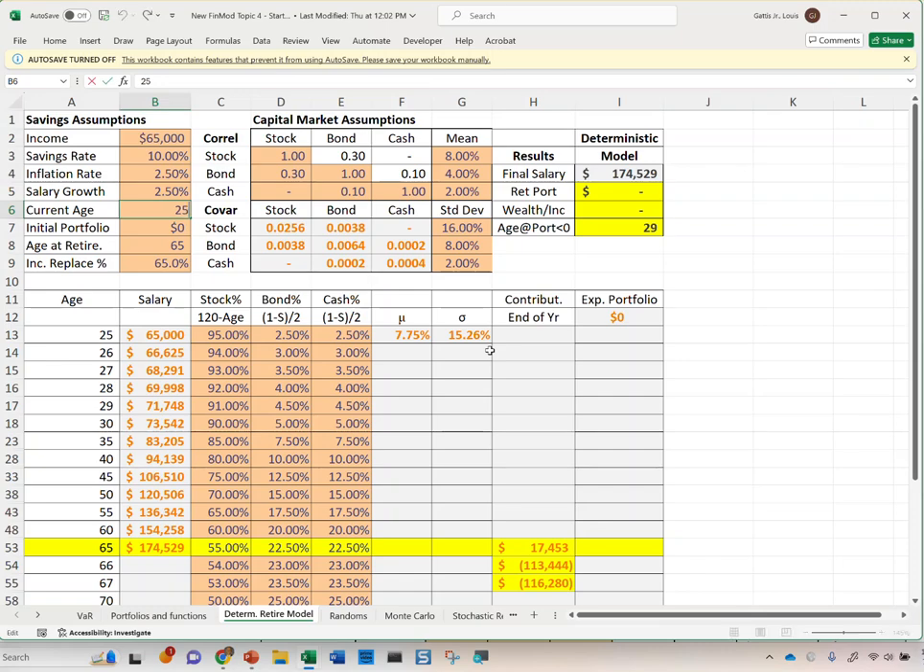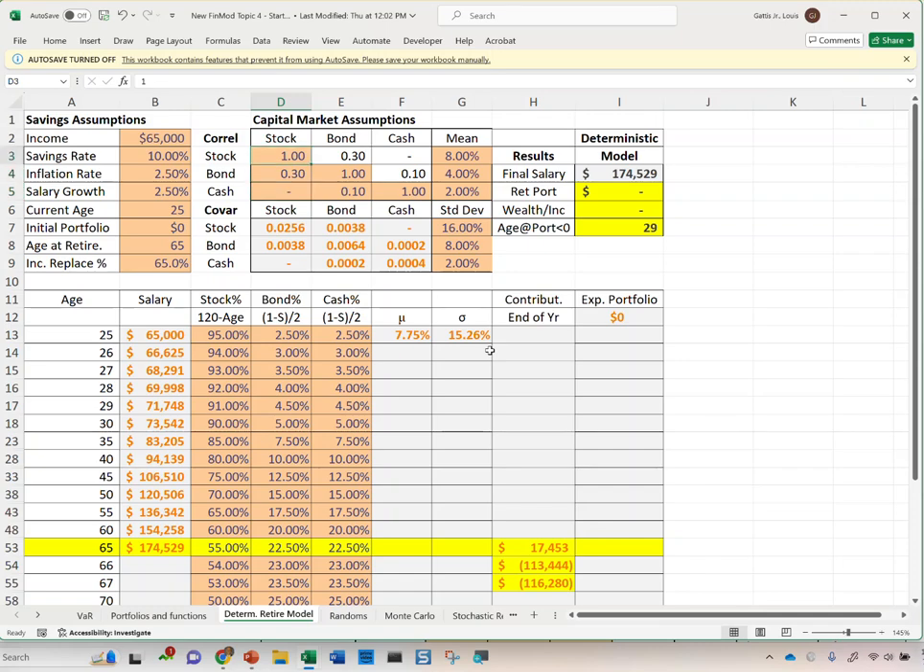They're currently 25 years old, have zero saved, want to retire at age 65, and in retirement are going to replace 65% of their income using their portfolio. So they're going to have to replace 65% of their ending salary with their portfolio. The other comes from other sources we'll talk about later.